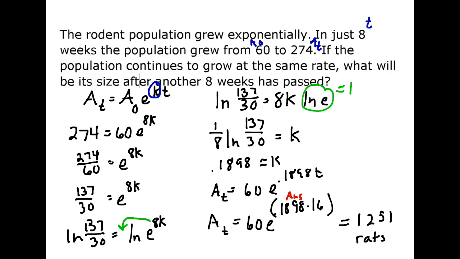So you notice it didn't just double. You didn't get twice 274 because we're increasing exponentially. Okay, so we don't increase linearly. We increase much more quickly than that.